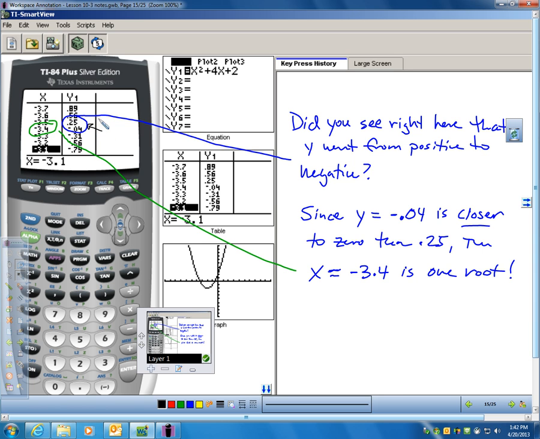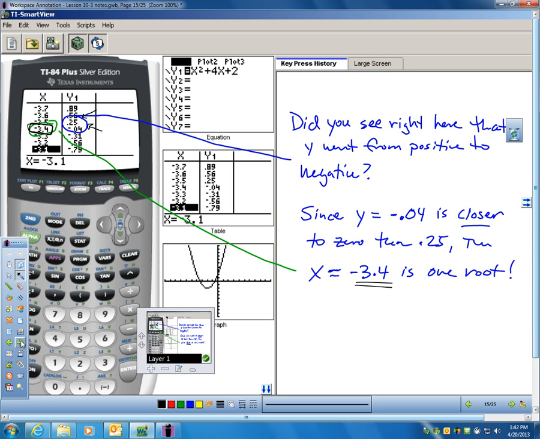Look carefully at these two numbers. Which one is the closest one to 0? Well, do you notice that we have 25 hundredths and -4 hundredths? Well, -4 hundredths is certainly closer to 0 than 25 hundredths. So -3.4 would be the closest value for x that would get us to 0 for y. So that's one approximation. -3.4 is one of the solutions or the roots.